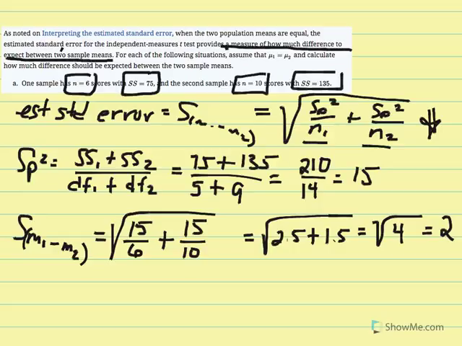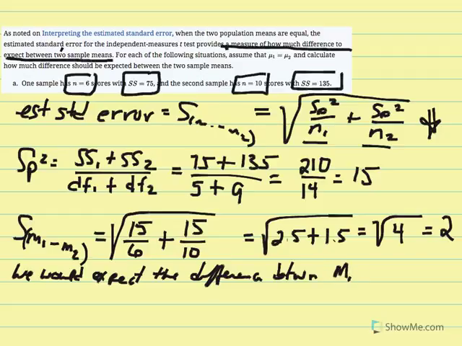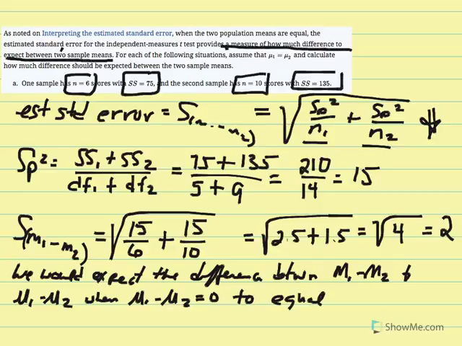Translation, estimated standard error. Okay, so on average, we would expect the difference between sample 1 minus sample 2 and mu 1 minus mu 2, when mu 1 minus mu 2 equals 0, to equal 2. I know that's a mouthful, but essentially we're saying that when we're comparing the difference between the samples, we expect that average difference to equal 2 when we compare that sample mean difference to the population mean difference, in this case, the null, which equals 0, that we'd expect that difference to equal 2.